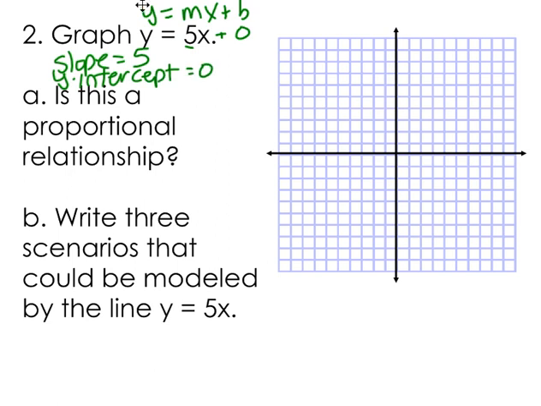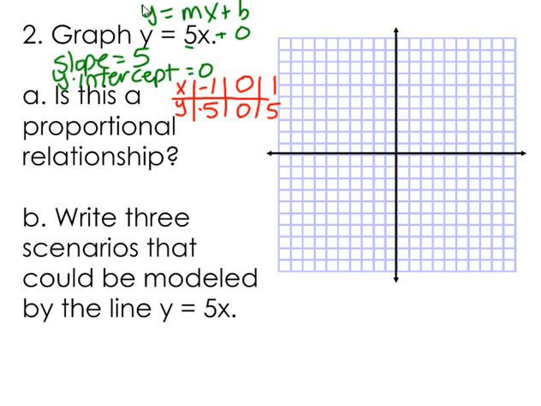You can also set up a table or a chart and pick some x values and then figure out what y would be. So let's say I pick -1 for x. -1 times 5 is -5. Then I can pick 0. 0 times 5 is 0. And 1. 1 times 5 is 5. So all 3 of those points are going to be on my graph.